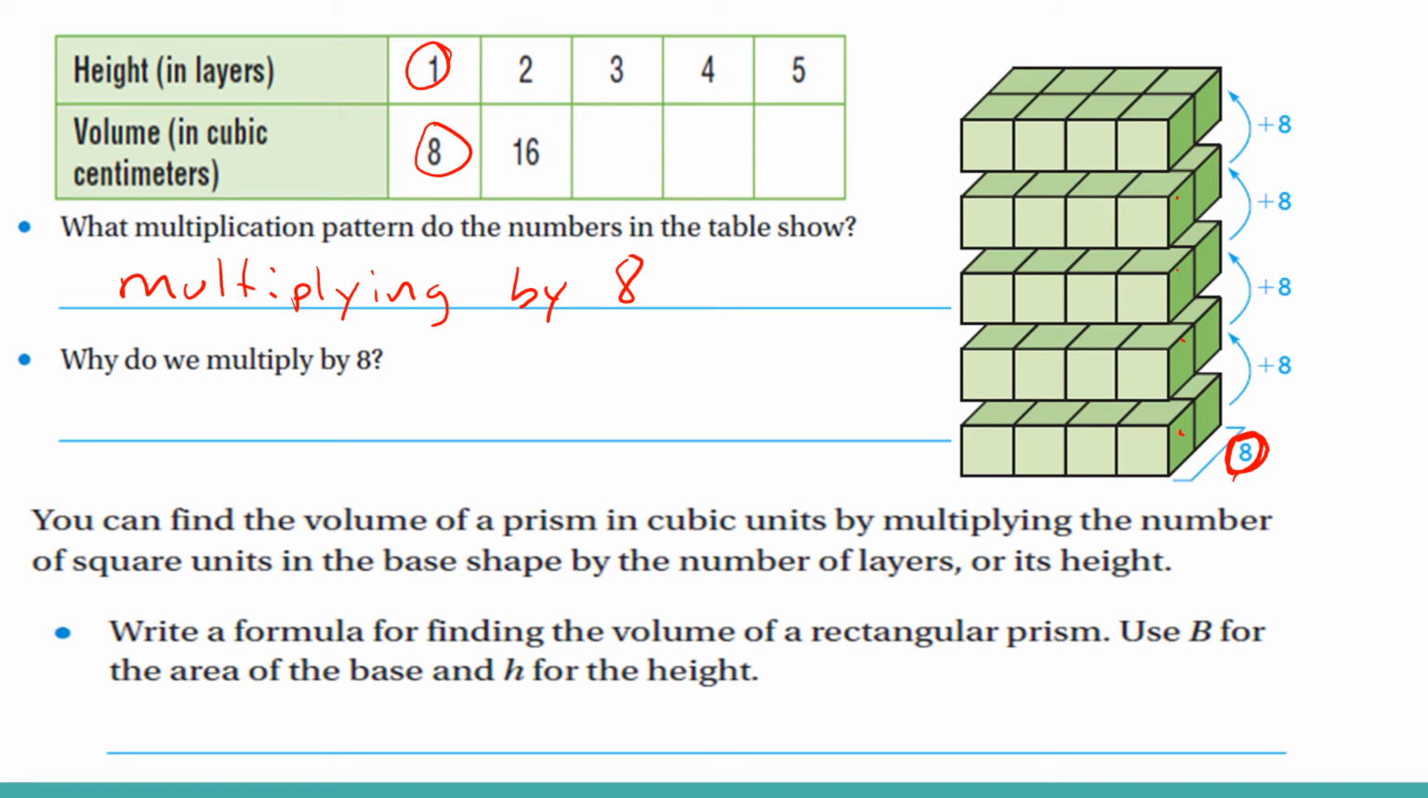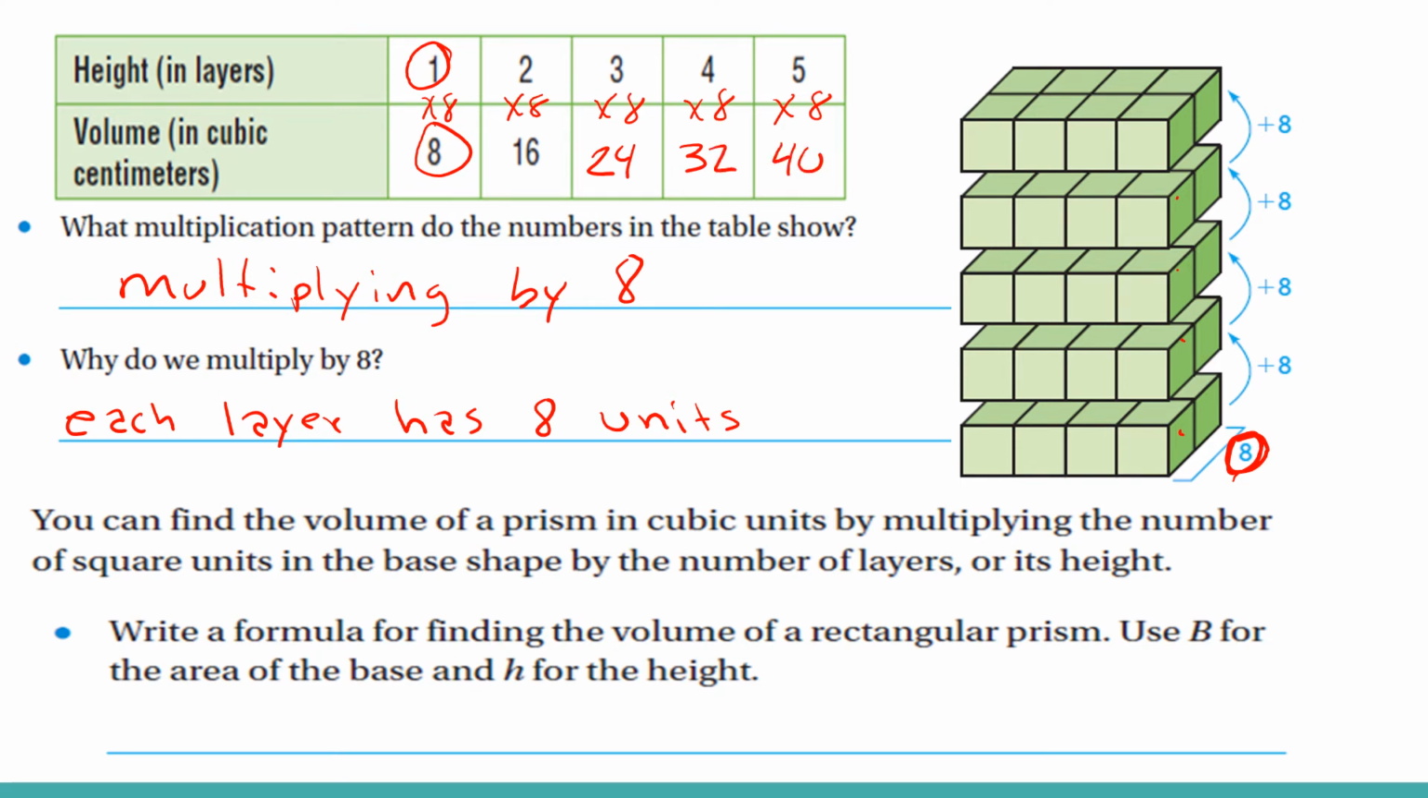And why are we multiplying by 8? Because each layer has 8 units in them. All right? So then if I want to find the volume of this entire figure here, I continue this pattern times 8 times 8 times 8 times 8 times 8. So in your journal, you have this. You can go ahead and fill in the missing numbers. If we need to push pause, we can push pause while you do that. So in all 5 layers, we have a total of 40 units.